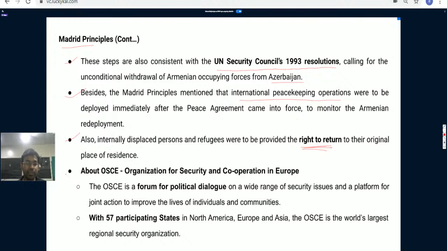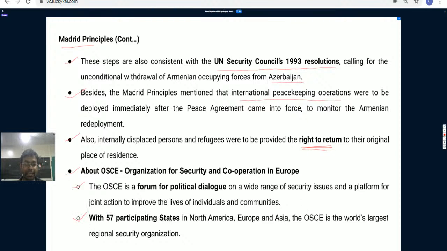Now let us talk about this organization, OSCE. OSCE stands for Organization for Security and Cooperation in Europe. India is not a part of this organization. It is very important. The OSCE is a forum for political dialogue on a wide range of security issues and a platform for joint action to improve the lives of individuals and communities.